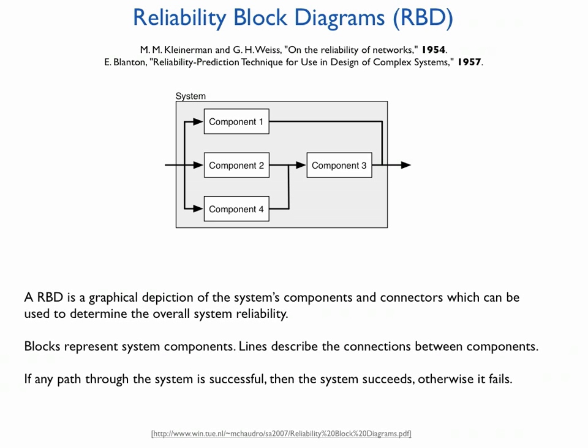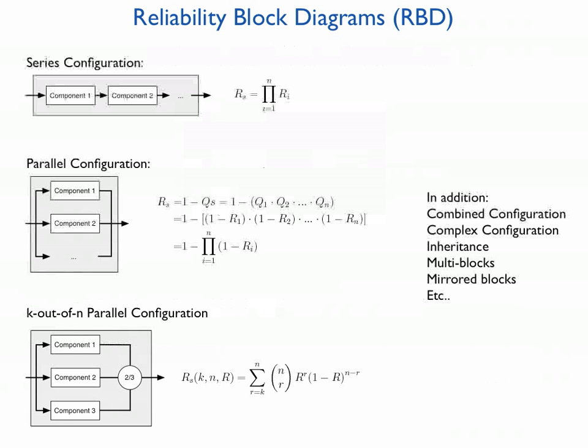And the idea is that the system is successful if any path through the system exists. So, for example, if we have a path from the beginning point to the end point through the system through the not failed components, it means that the system is okay. Otherwise, the system fails. And according to the reliability block diagram, we can have a number of system configurations.